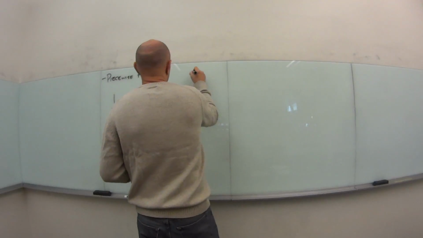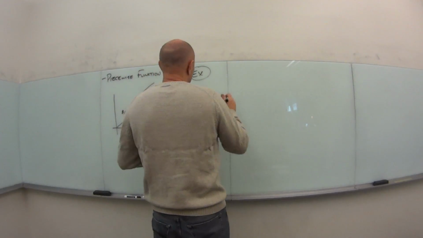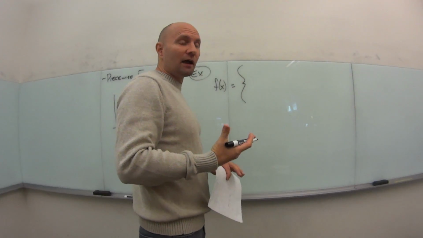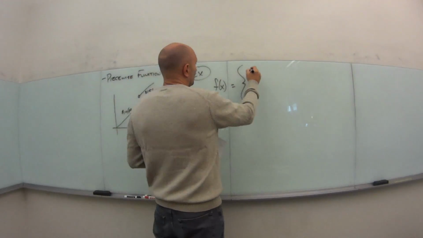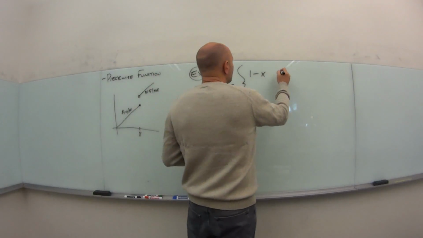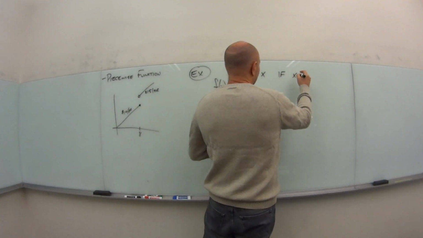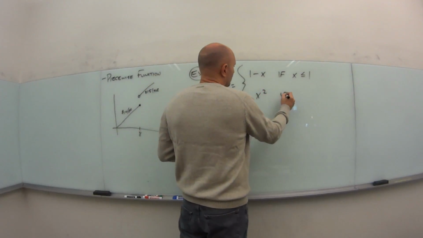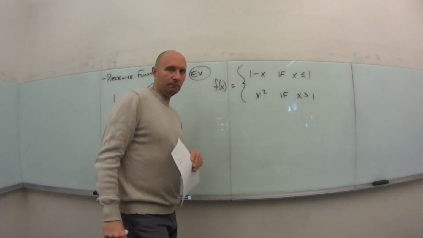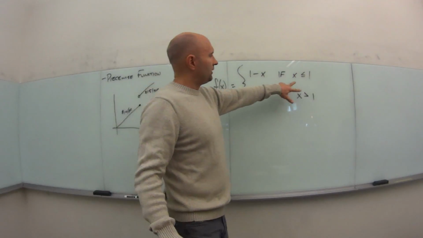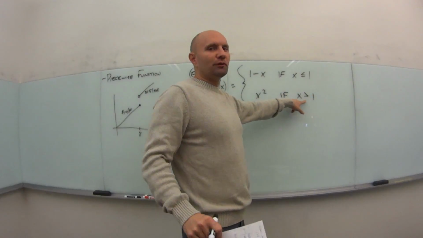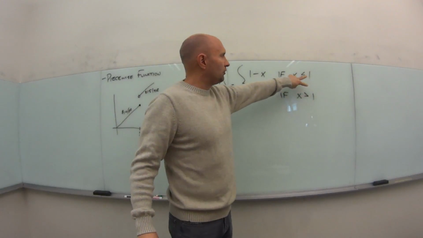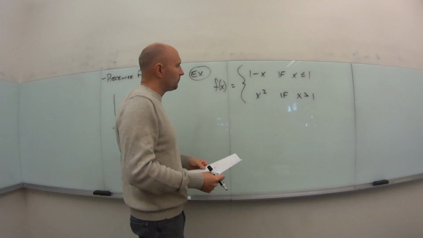So let's look at an example. Let's say we have this function f, and this is how piecewise functions will be notated for us: 1 minus x if x, our domain, is less than or equal to 1, or x squared if x is greater than 1. Notice here, one is less than or equal, the other is just strictly greater than. We couldn't have both be less than or equal and greater than or equal, because then when our value was actually 1, we wouldn't know which function we're supposed to apply.